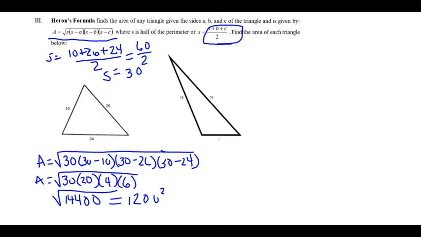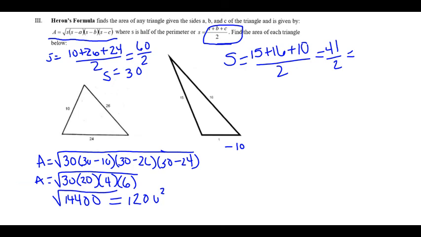All right, now our last one. There is a mistake on your paper. It's 15, 16, and then the length is not 1, it won't work, but we're going to make it 10. So fix that on your paper. And the first thing we'll do is find S, which will be 15 plus 16 plus 10 divided by 2. And that is going to be 41 divided by 2. So we're going to get 20.5. And you can have a decimal there.